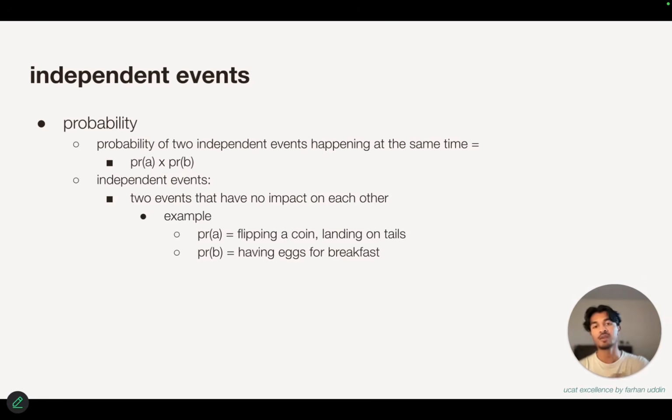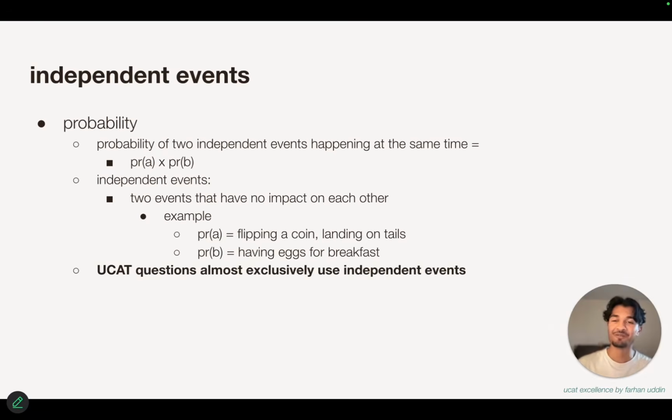For example, if I flip a coin and it lands on tails, that's event A. Whereas event B might be having eggs for breakfast. They're completely independent events, unless for some reason you choose to eat eggs whenever you land a tails on flipping a coin, at which point it becomes dependent, right? But for the vast majority of the questions that you get in the UCAT, they're almost exclusively independent events, where one event has no bearing or impact on another event.